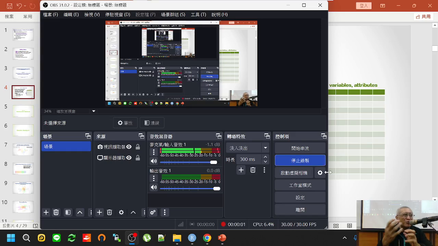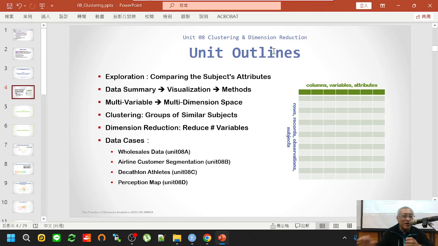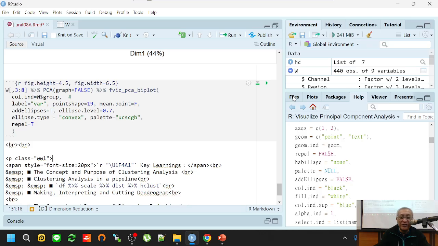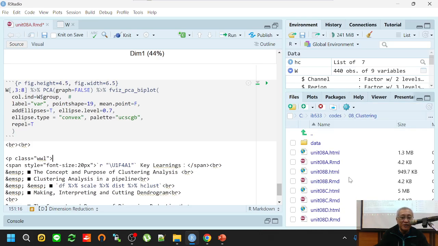Now, in the past 2 hours, we tried to introduce you to some advanced data exploring skills. In this hour, I'll try to give you some real examples of how we use clustering and dimension reduction in real cases. Originally, I prepared a notebook, but I think we can only do three of them.